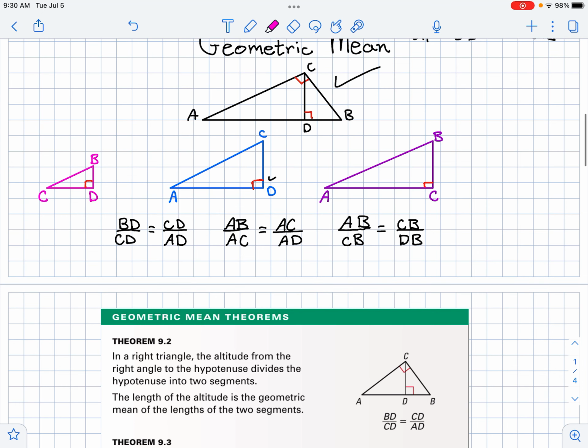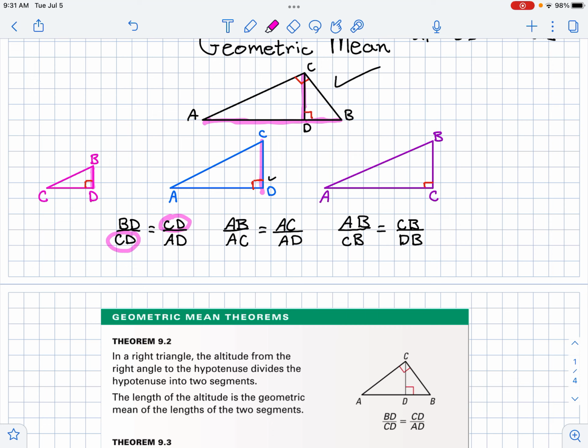Now notice that CD is the altitude up here. And notice this: CD is the geometric mean between BD and AD. What am I talking about? Between BD and AD. So look at this, here's BD and here's AD.